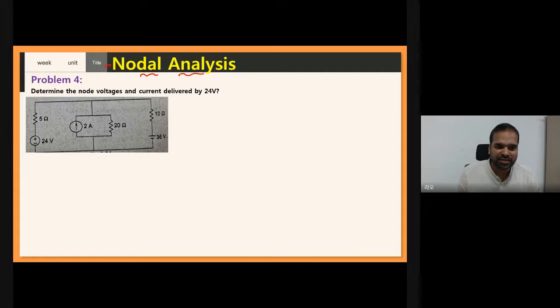Now see, for the given circuit, you need to find the node voltage and, at the same time, the current delivered by the 24 volt source. Here I am using a 24 volt source, so I need to find how much current is delivered by this source. This is one parameter. Another one is the node voltage. So first, in order to find these two parameters, you need to identify the number of nodes for the given circuit. Node is nothing but a principal node.